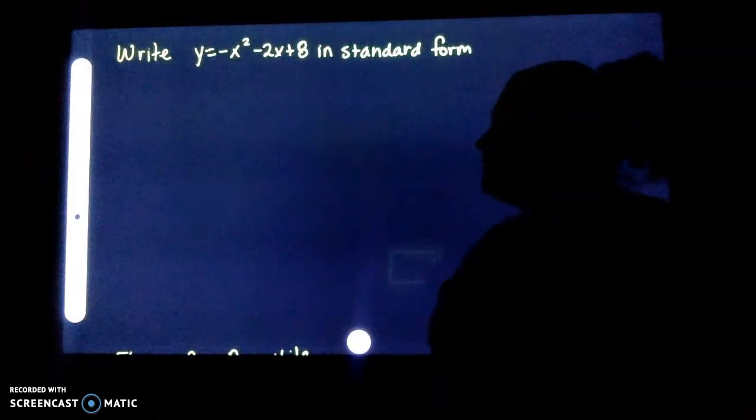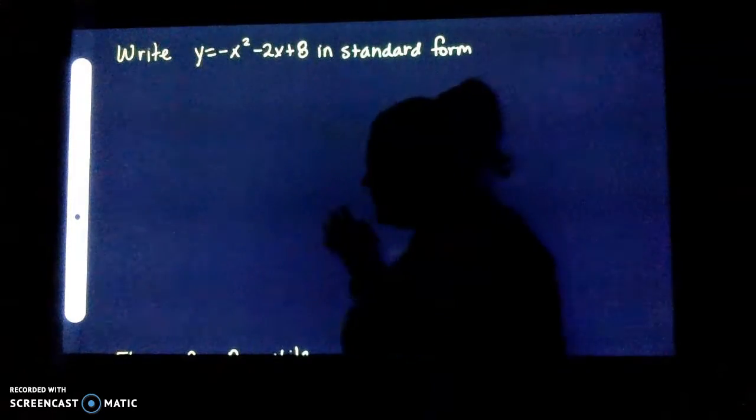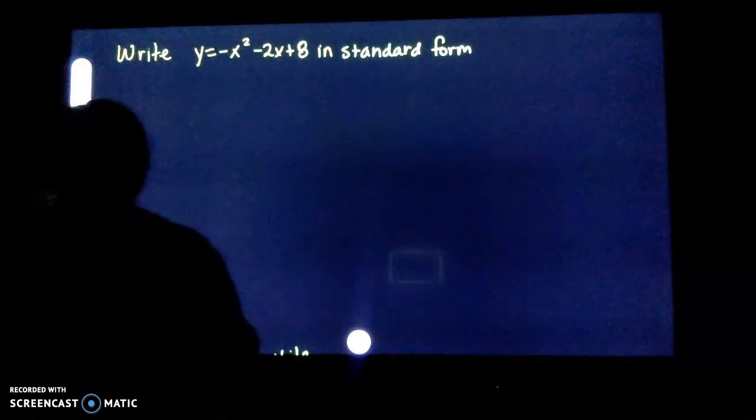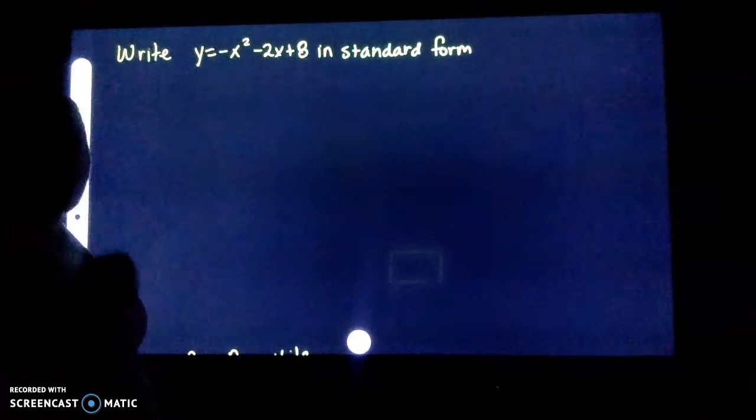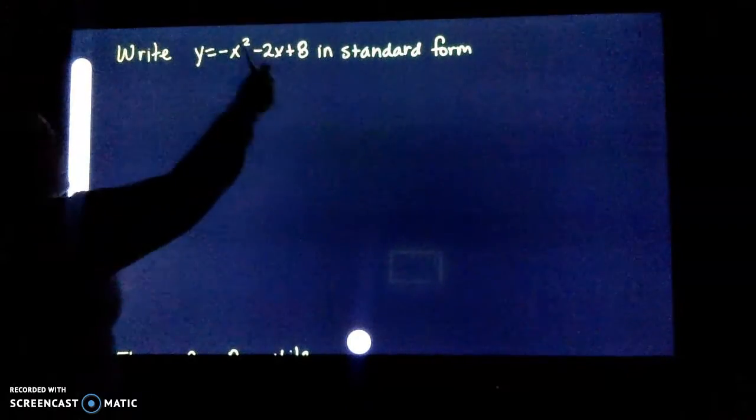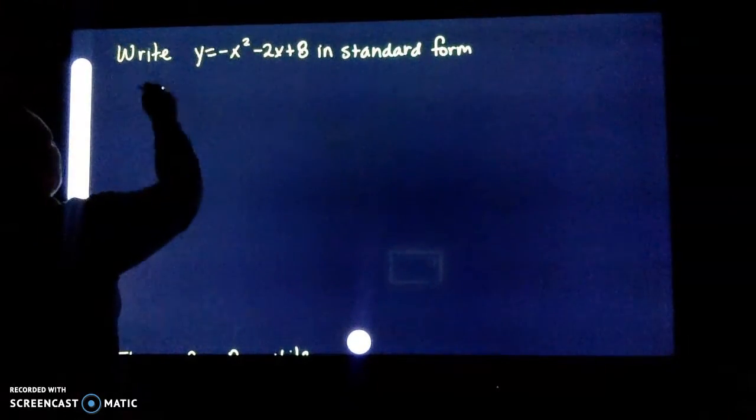So our next example is to write this general form equation in standard or vertex form. Okay, so this is what you guys all love. In order to do this, we're going to have to complete the square. So the first thing I want to do is I want to knock this 8 over with the y.